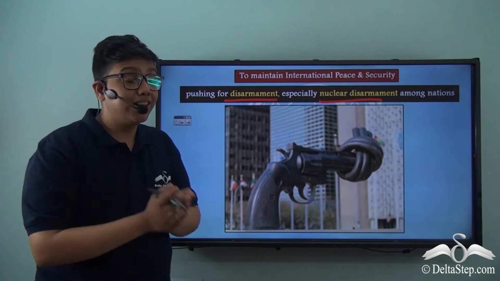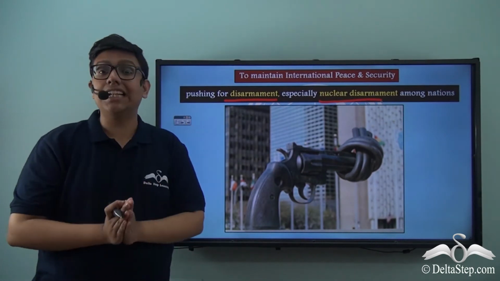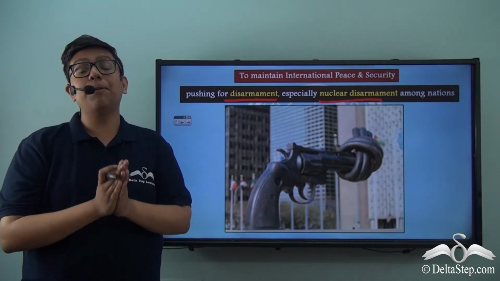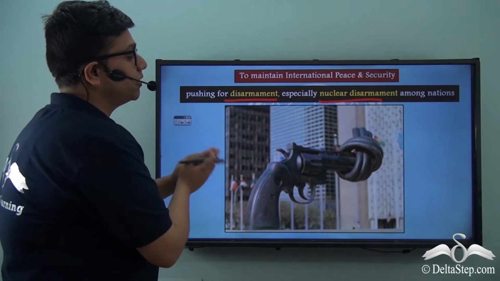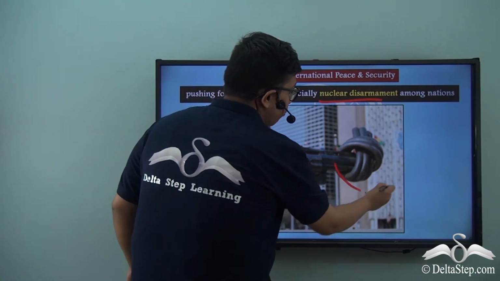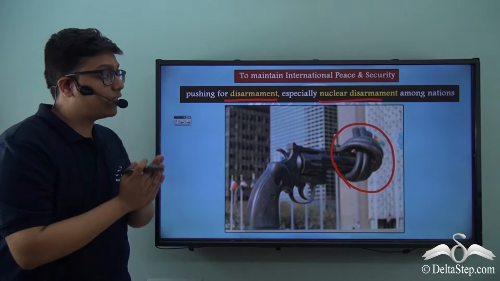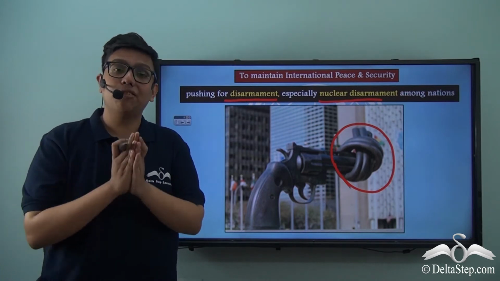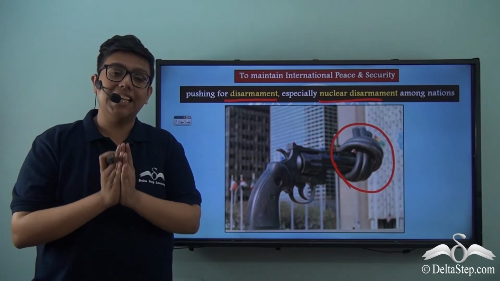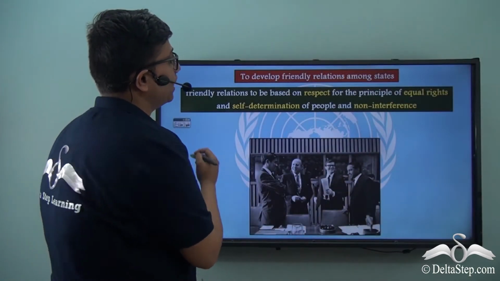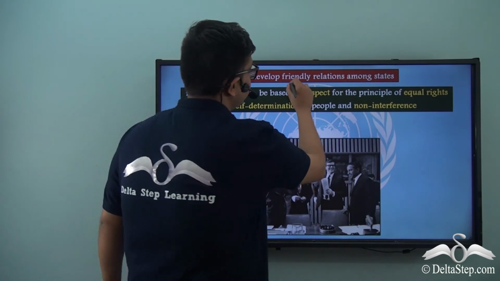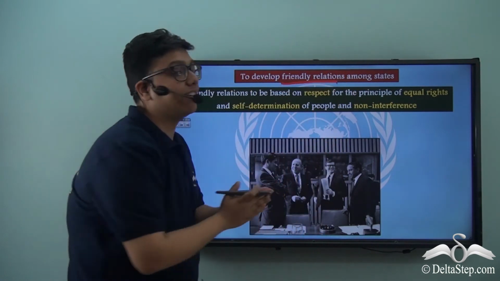This is an installation that stands in front of the United Nations headquarters in New York. This particular statue represents the idea of disarmament. As you can see, the barrel of this pistol is tied up in a bow. And this particular statue standing in front of the United Nations headquarters means that the United Nations aims for disarmament. The United Nations also aims to develop friendly relations among states or nation states.